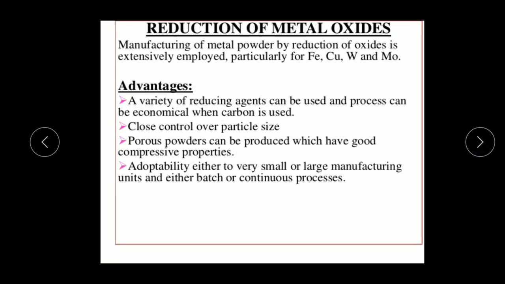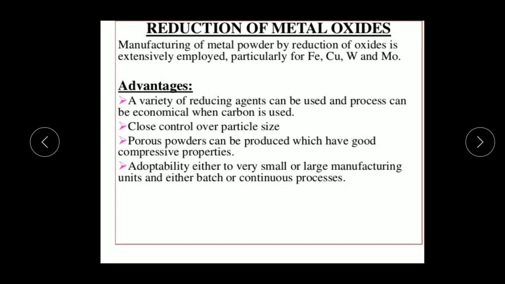The reduction of metal oxide. The manufacturing of metal powder by the reduction of oxides is extensively employed, particularly for iron, copper, tungsten, and molybdenum. Here we figure out some advantages of the reduction of metal oxide. A variety of reducing agents can be used and the process can be economical when carbon is used.